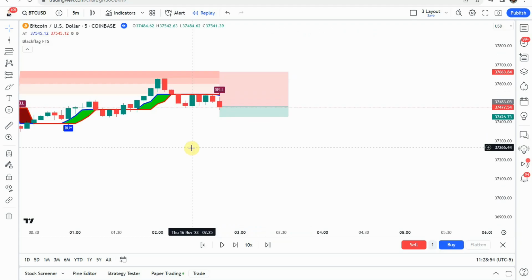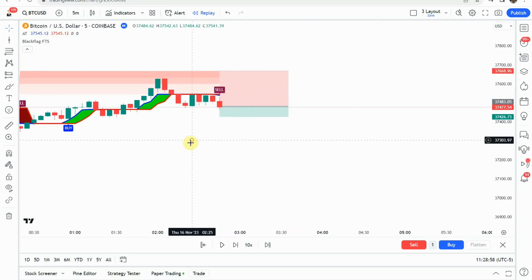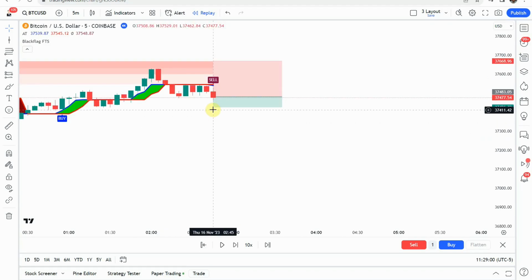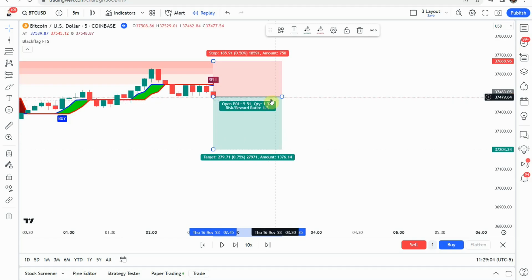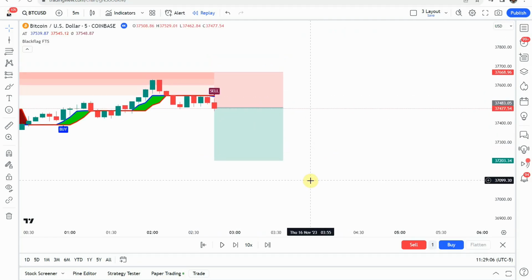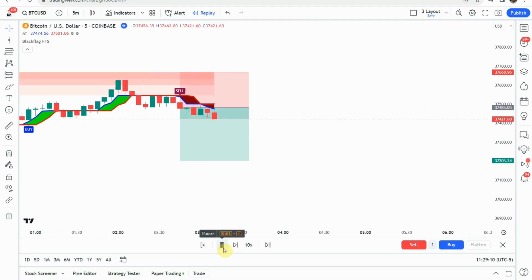Again, we're going to set a short trade, and our stop is going to be at the other side of the cloud, and we are going to target that 1 to 1.5 risk reward right there. So let's go ahead and play this one forward and see how it plays out.